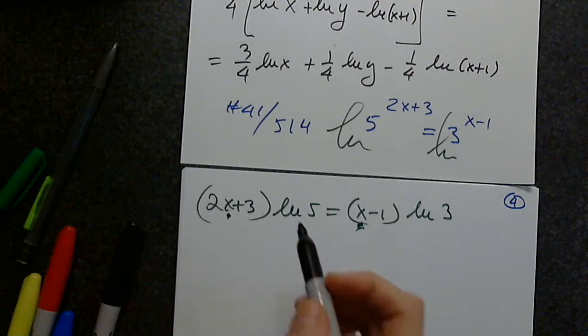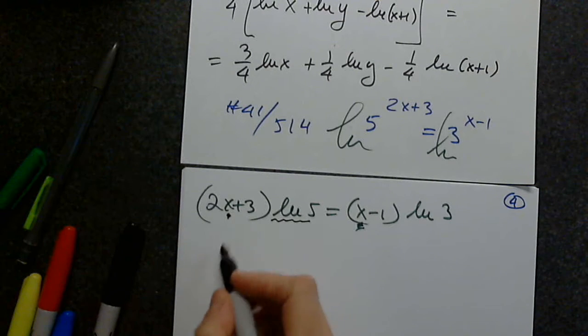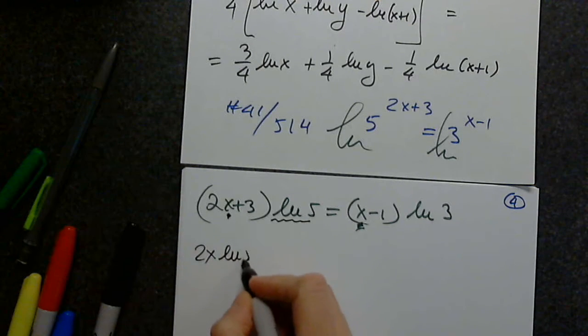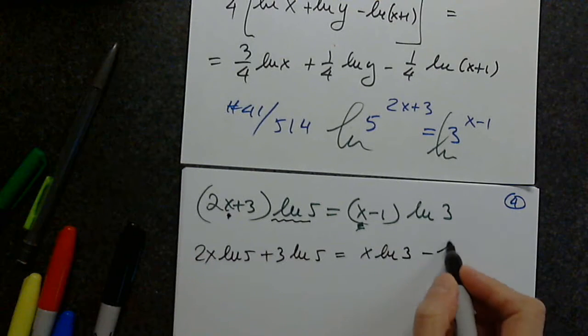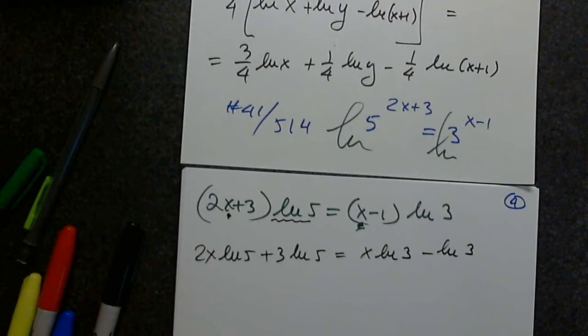Of course. I'm distributing this number to these two terms. Very good. 2x natural log 5 plus 3 natural log 5 equals x natural log 3 minus natural log 3. Indeed. Perfect. I have to distribute. Perfect. Next step.